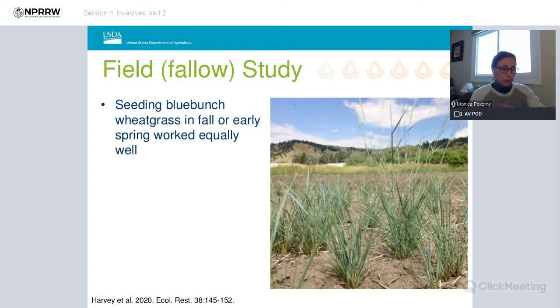A couple of the two field studies that we did with this, the first one was a fallow study. So it was seeded into a fallow field, and we seeded bluebunch wheatgrass again and cheatgrass. The bluebunch wheatgrass was seeded either in the fall or during 8 different seeding dates in the spring, where it started in early April and went through the middle of May. And then the cheatgrass was seeded into this field in the fall. So it would be as if it was emerging in the fall as a winter annual.